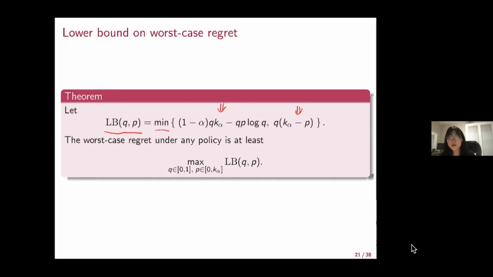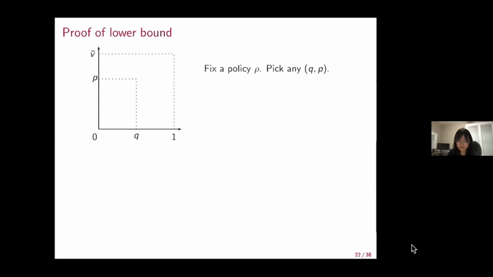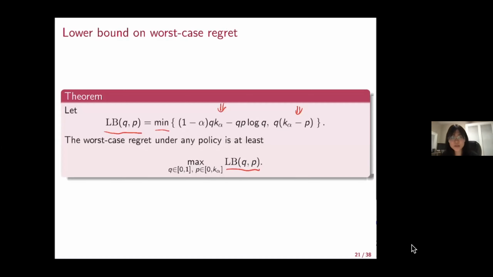Okay. Now, given that this is true for any Q and any P, the worst case regret of any policy is at least the maximum of this lower bound function across all the Q's and all the P's. Okay. So that's the rough idea of this theorem. Now, I will walk you through this. This theorem basically incorporates, on top of the claim we have seen, the regret from overproduction. And I'll just show you why we would have a higher lower bound than before.